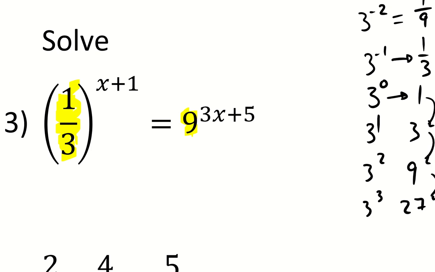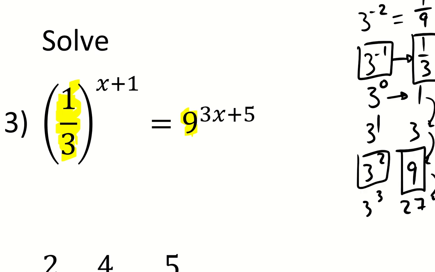I can see them. I have a way of writing 1/3 as a base of 3, 3 to the negative 1. And I have a way of writing the number 9 as a base of 3. So we're going to go ahead and go to each of these. And I'm going to go ahead and write down 3 to the negative 1 power instead of 1/3.